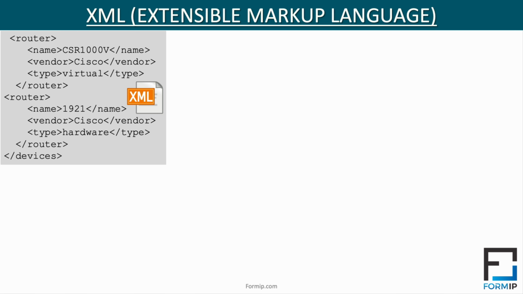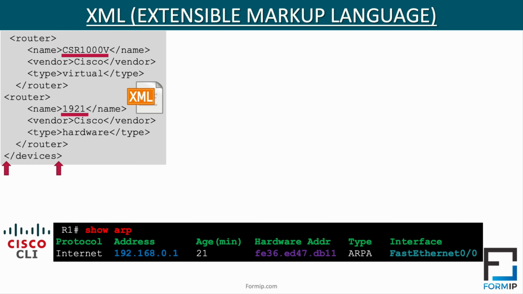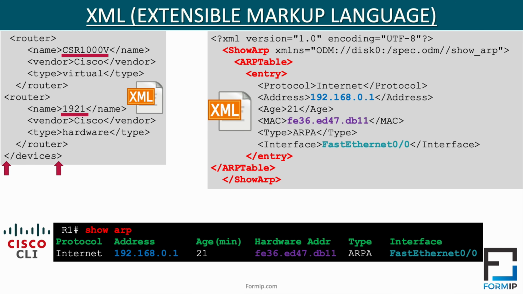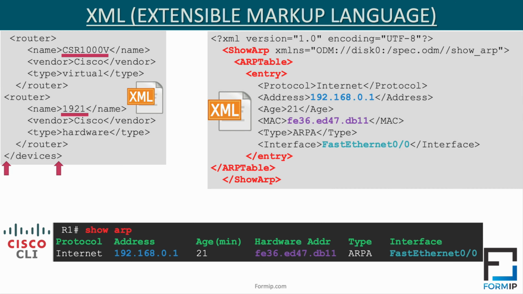XML, Extensible Markup Language. It's a tag-based language, and if you're already familiar with HTML, then it'll sound familiar. Every element you add should start with the smaller than and end with the greater than, as shown in the example, where we can see information about a Cisco CSR1000V router and a router 1921. We will now compare CLI and XML output. In the CLI output, we can see the result of the show ARP command. And here's what it looks like in XML. The various elements are well detailed, which makes the XML output very easy to read.